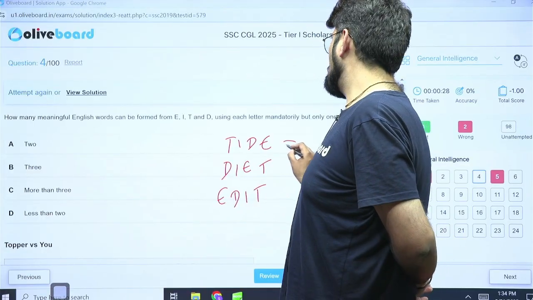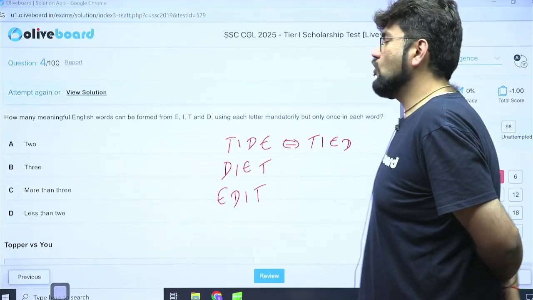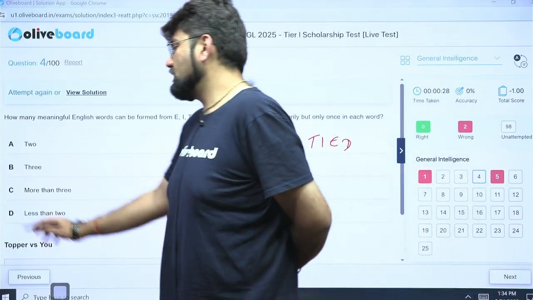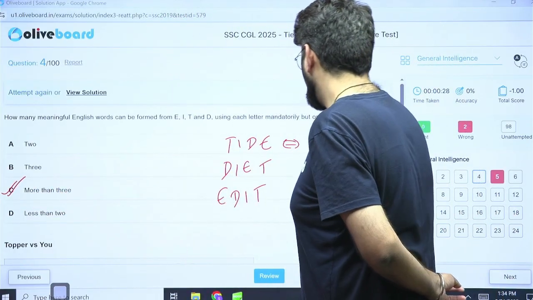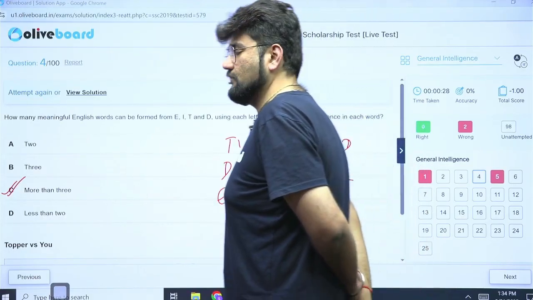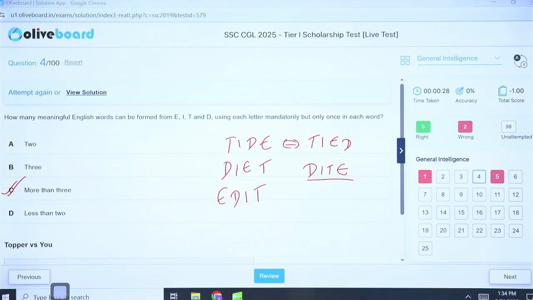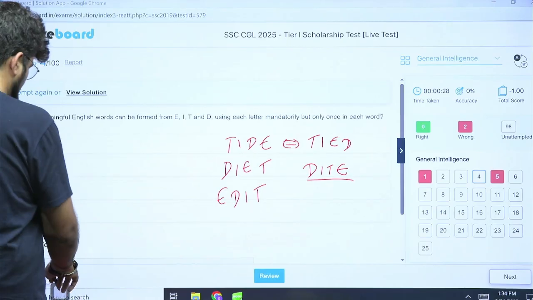From TIDE, you can also have TIED. So the moment you get one more word here, more than 3 becomes your correct option. DITE, DIET, is also a word, related in terms of writing. So option C becomes the correct answer, more than 3.